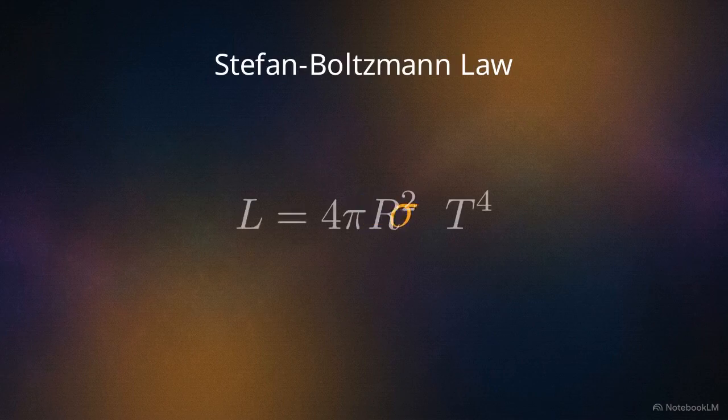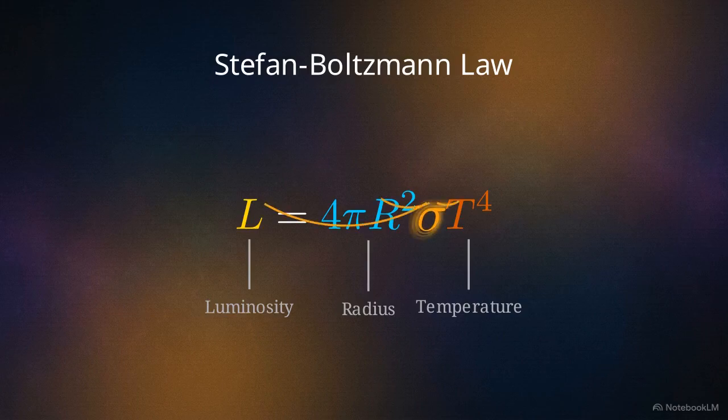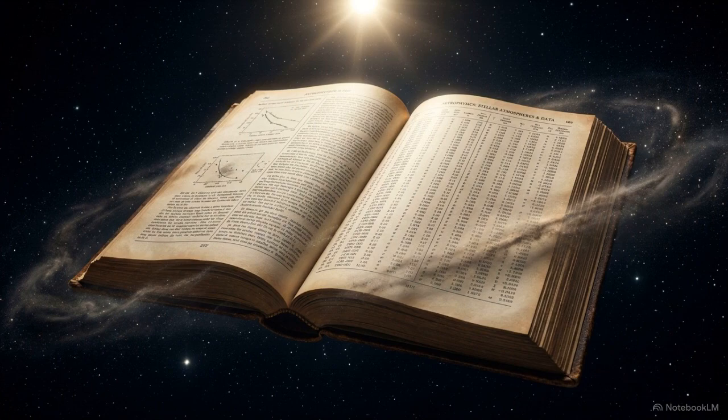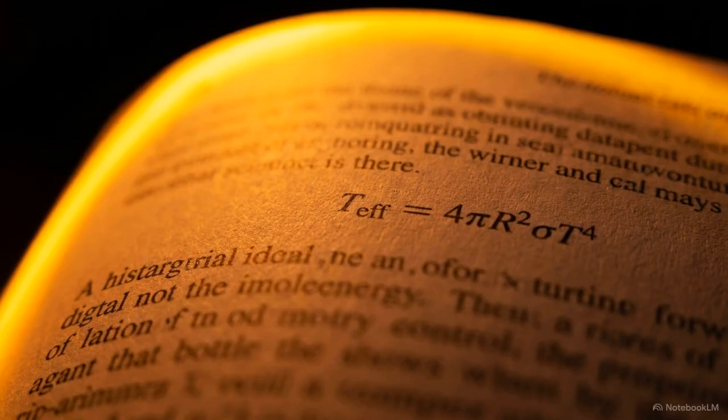This formula links three core traits of a star: its luminosity, radius, and temperature, all bound together by that single constant, sigma. If you open a textbook and look up the basic stats of almost any star in the night sky, those numbers were derived using this exact mathematical relationship.